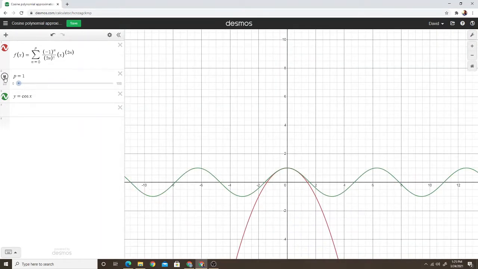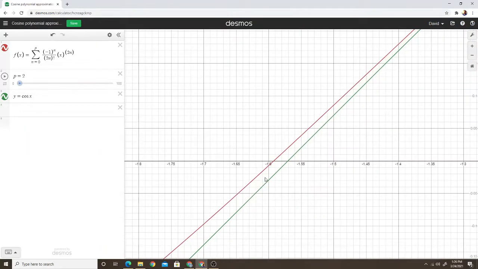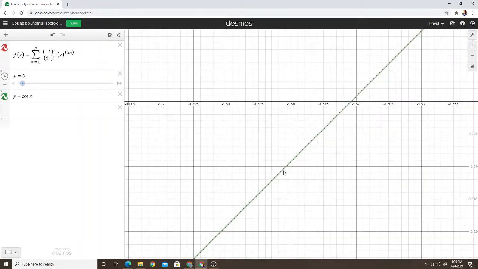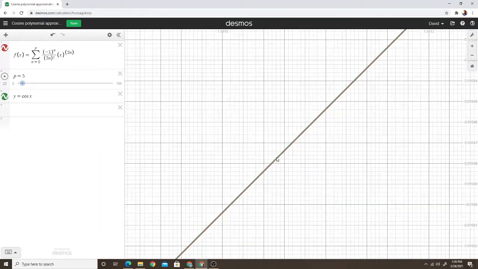If I let p go to 2, then you get that cubic, which is even closer. In fact, I'm going to zoom in on this spot right here so that you can see. There is a little bit of a difference between the Taylor series in red and the function it's supposed to represent in green. But this is only if p equals 2. If I let p be 3, you see how quickly it converged? We're only at p equals 5, and it's already indistinguishable. If I zoom in more, you still can't even see the difference. Oh, there it goes.